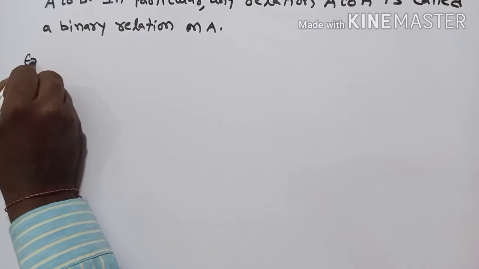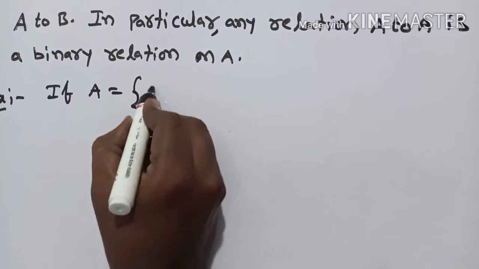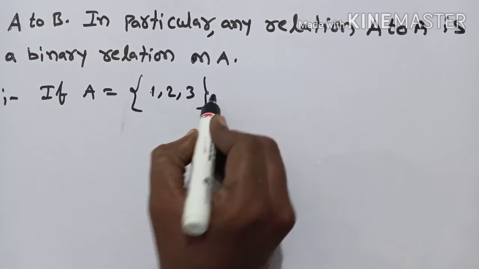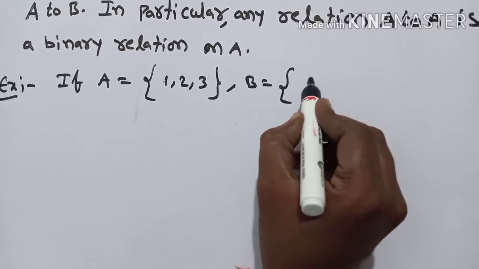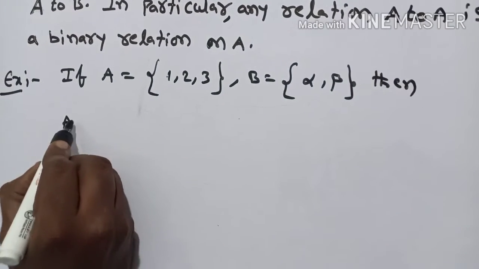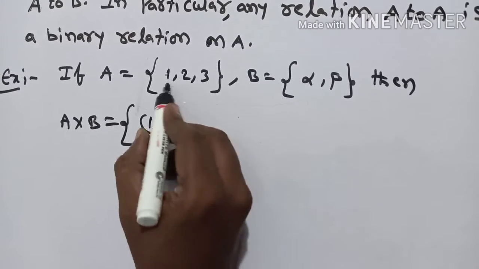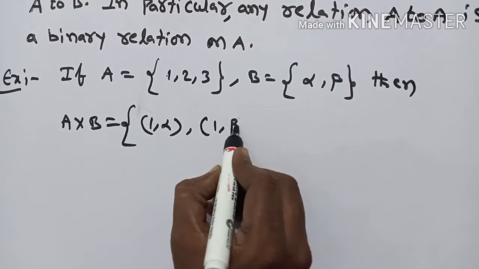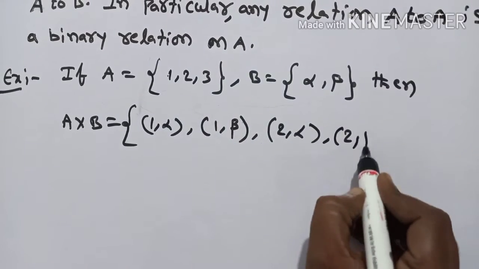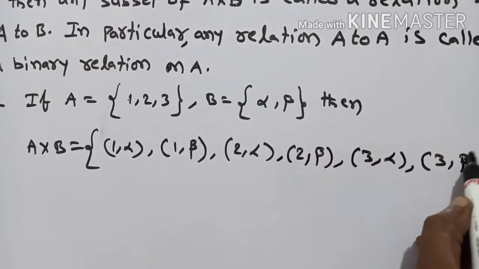Now, an example. If A is equal to {1, 2, 3} and B is equal to {alpha, beta}, then A cross B is equal to {(1, alpha), (1, beta), (2, alpha), (2, beta), (3, alpha), (3, beta)}. This is A cross B.